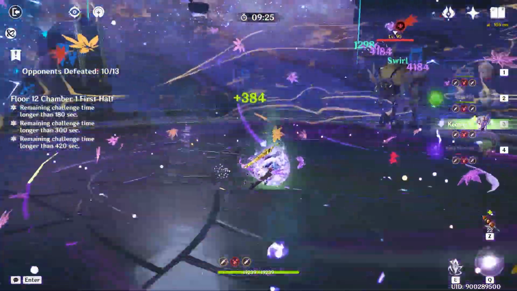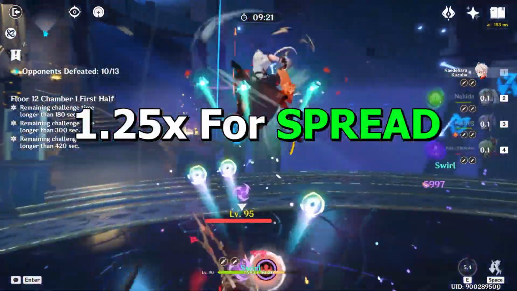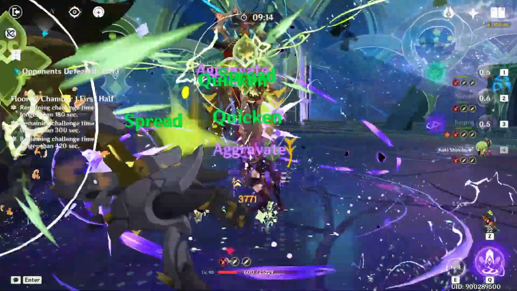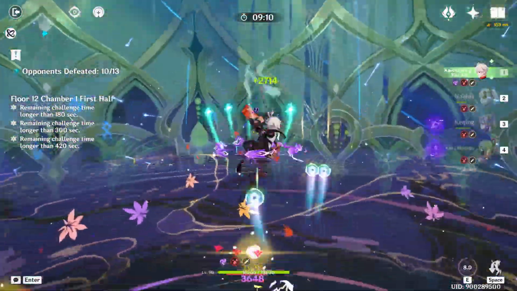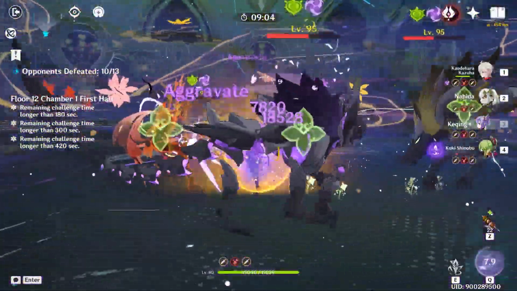The additive base damage bonus provided by Spread is slightly higher than that of Aggravate, that being 1.25 times for Spread and 1.15 times for Aggravate. The base damage bonus will be then multiplied by reaction multipliers provided by elemental mastery and artifacts before finally being inserted into a damage calculation of the attack that triggered the reaction, and will be further affected by damage bonuses, crit damage, defense and resistance.